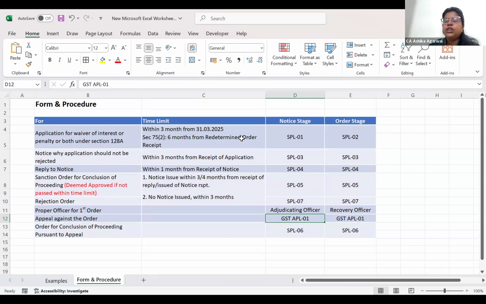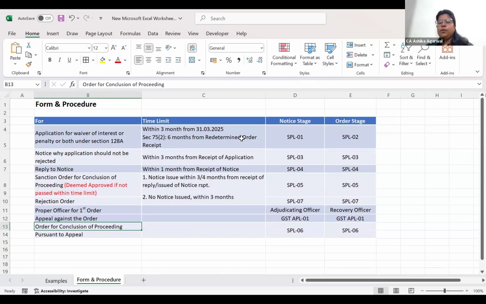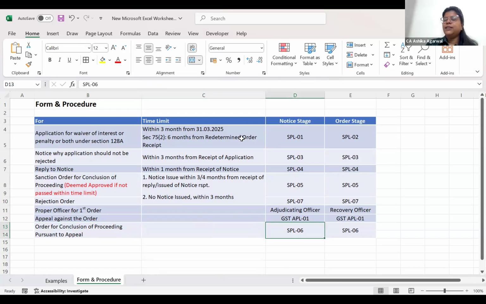They are saying go through the GST law route, that is Section 107. This is also GST law, but there is no separate procedure. They are merging it with the appeal procedure in GST 107. So they are saying you go and file APL 01. After filing APL 01, obviously the appellate authority will determine whether I am eligible for the benefit of the scheme or not, and he will pass an order in SPL 06.